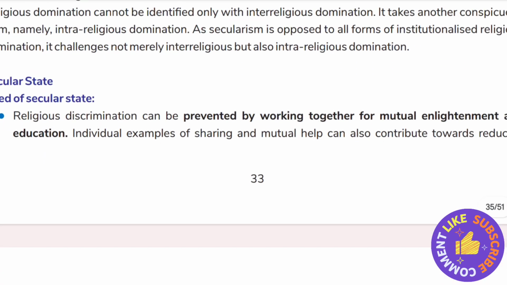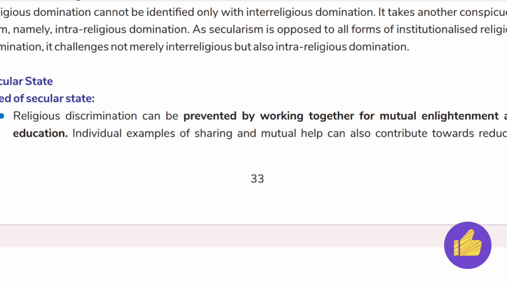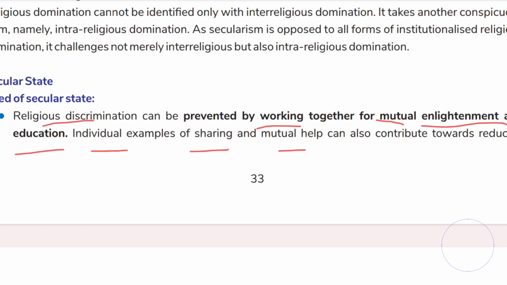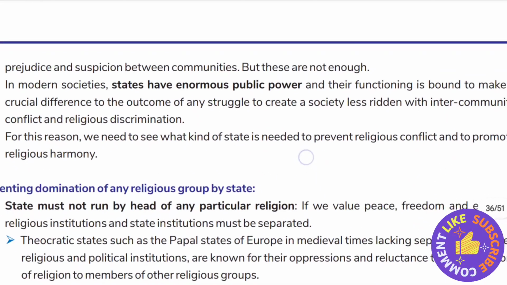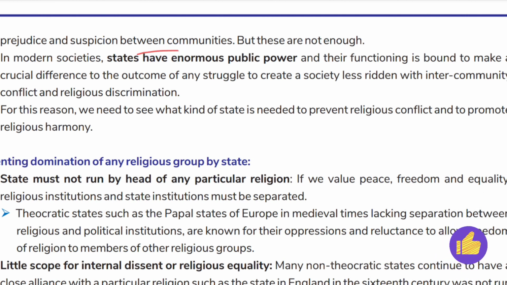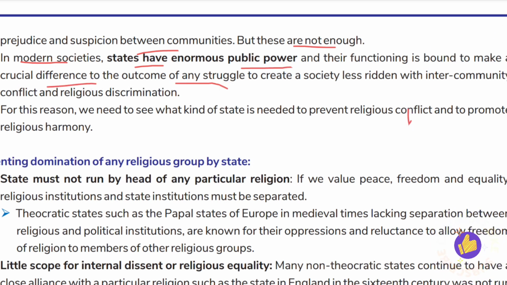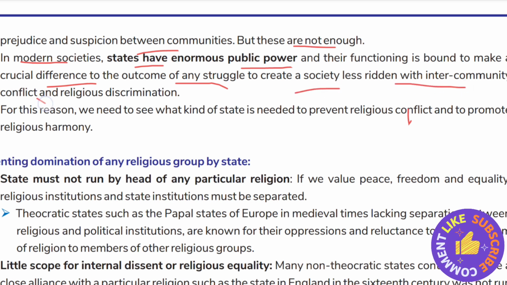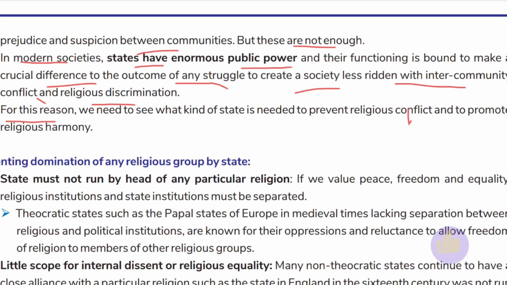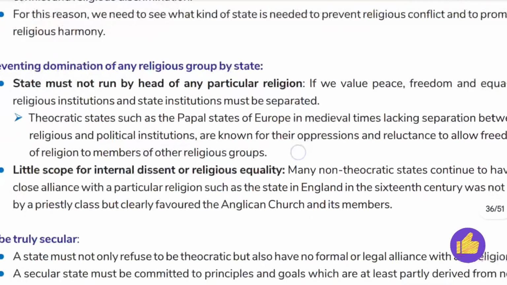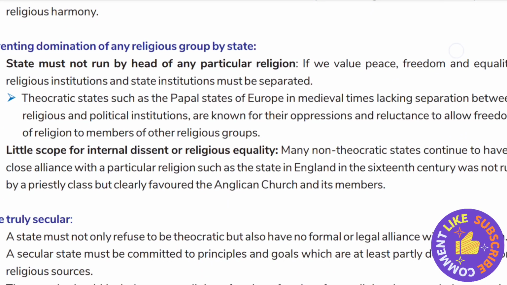So, what is a secular state and the need of a secular state? Religious discrimination can be reduced by working together for mutual alignment and education. Individual examples of sharing and mutual help can also contribute towards reducing prejudice and suspicion between communities, but these are not enough. In modern societies, states have enormous public power and their functioning is bound to make a crucial difference to the outcome of any struggle to create a society less ridden with inter-community conflict and religious discrimination. For this reason, we need to see what kind of state is needed to prevent religious conflict and to promote religious harmony. So, what are the steps preventing domination of any religious group by the state?